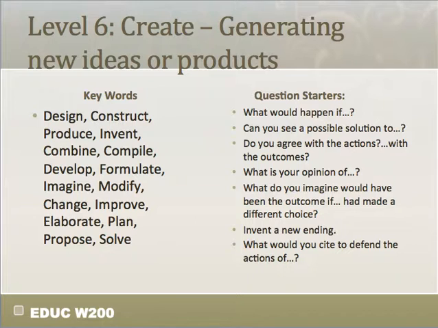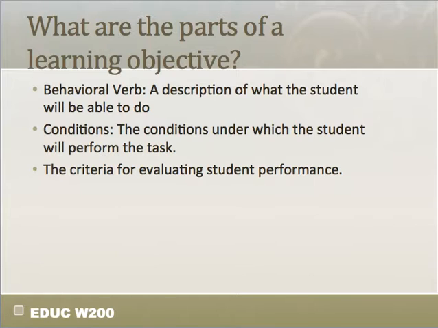And then the highest level is level 6, which is creation. That's generating new ideas or products. And again, here are the key words that you can use. The students will design, or the students will invent, or the students will modify or improve on something. And here are some question starters to try to get them to this level of generating new ideas or products. Could you see a potential solution to world hunger? Could you see a particular solution to the things that are going on in Syria? Or what would you cite to defend the actions of what's currently going on in Egypt? All these things are creating new ideas or products.